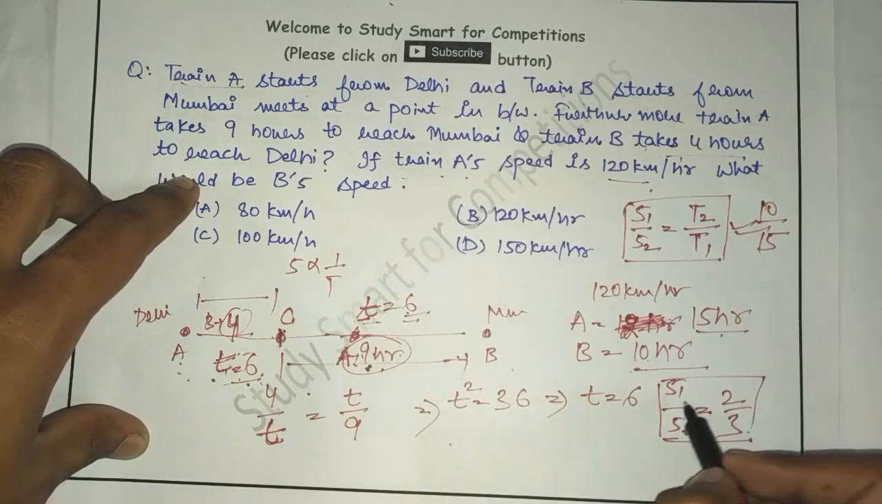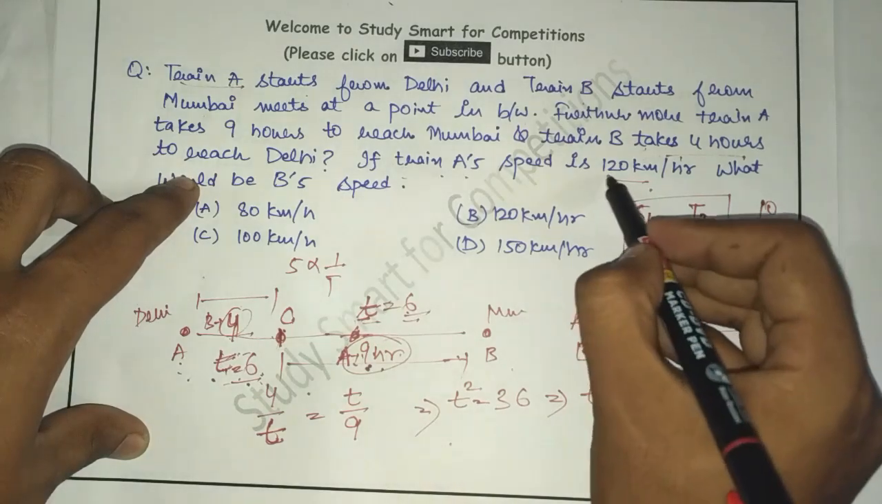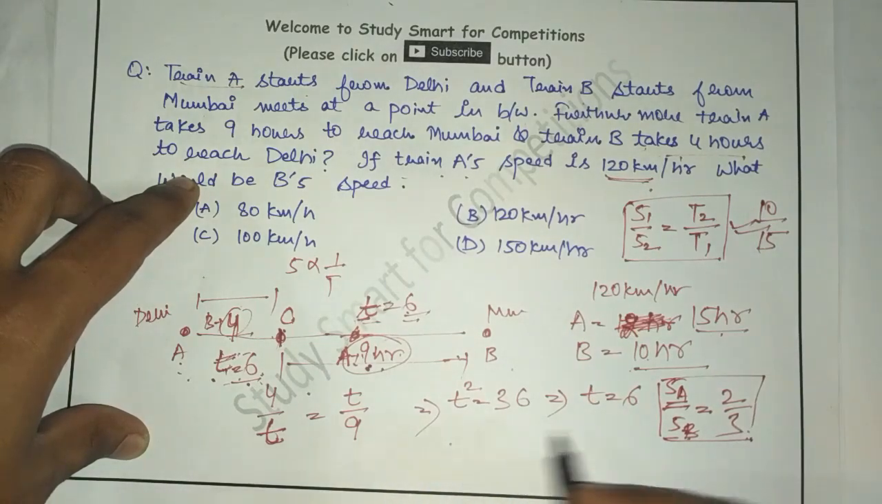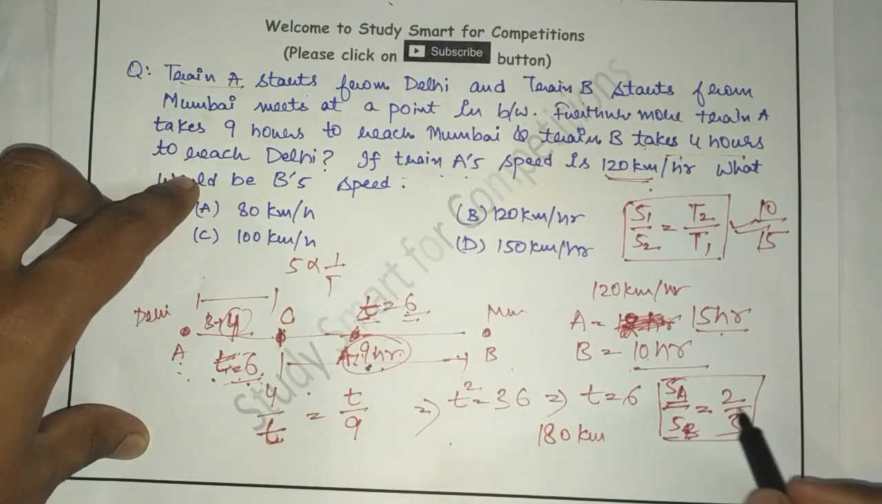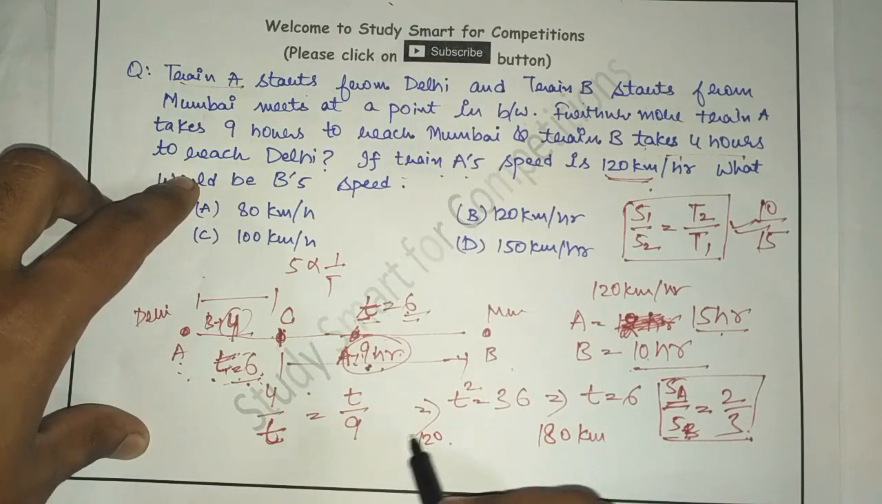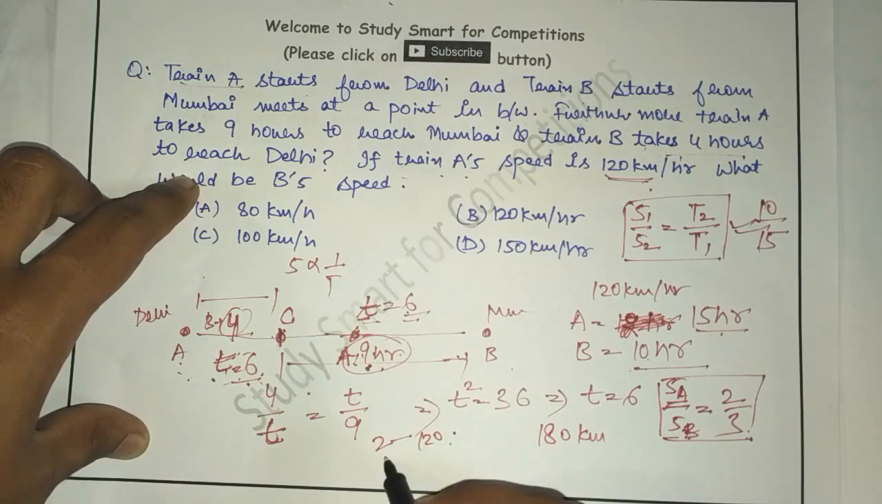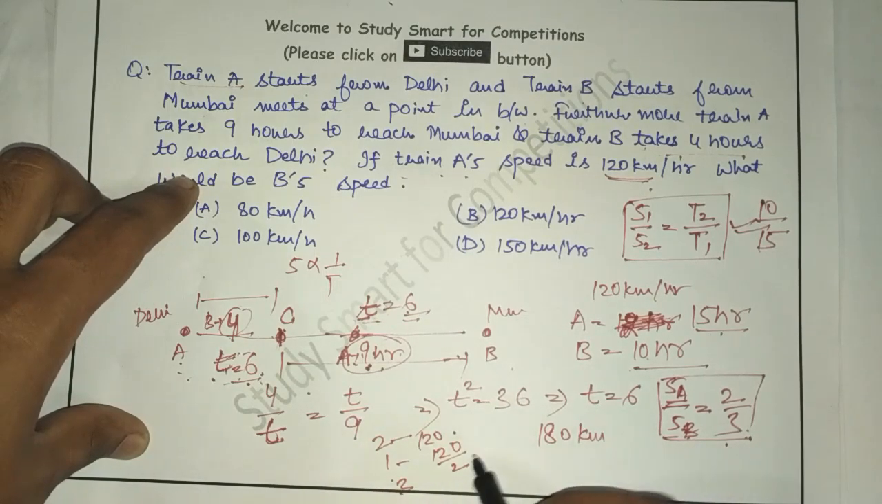Now if A's speed SA over SB, A's speed is 120 kilometers per hour, SB comes out to be 180 kilometers per hour. How I have calculated it: 120 is equal to 2. By linearity, you could say 1 would be 120 by 2 and 3 would be 120 by 2 multiplied by 3.